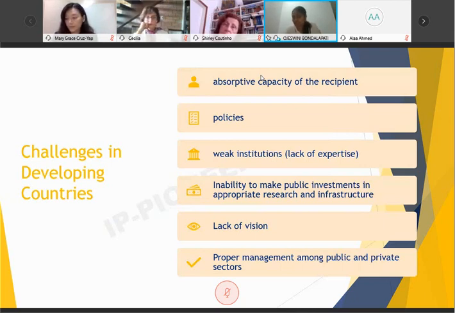So what are the challenges? The absorptive capacity of the recipient. Here the recipient is the organization which is trying to take it, you can say the licensee. You should also check whether that organization is ready to take it up, and is capable enough to take that research into commercialization. And next, policies. Always the policy should be compatible with our own national IP laws or economy policies.